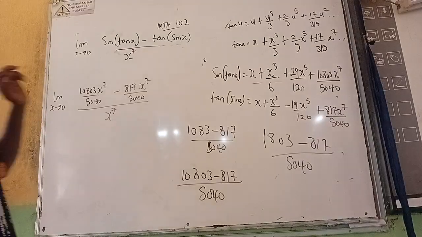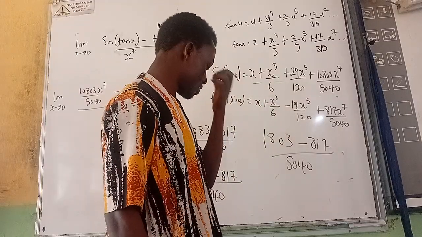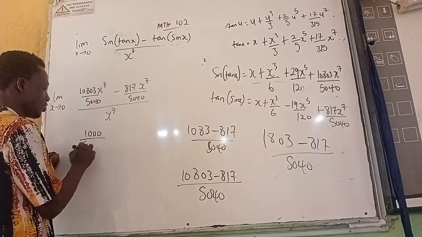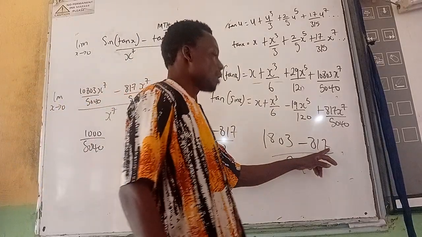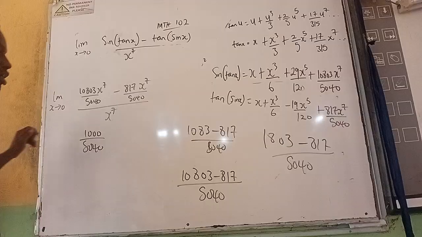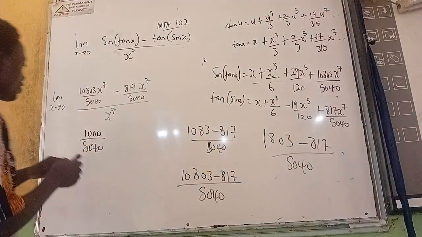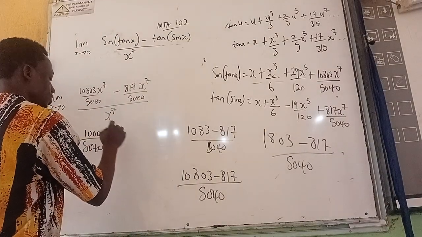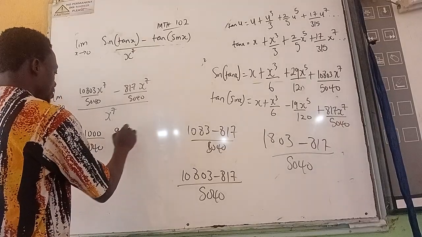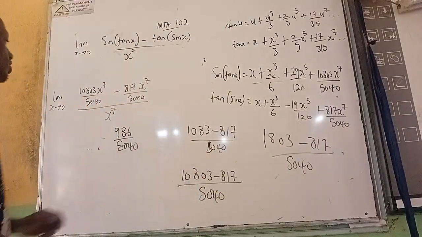So let's see. So 180 divided by minus 817. Let's assume that this is 803. So here we have 1000 over 540. So that means we subtract 14, right? So let's add the 14 back to this one. Sorry, we remove 14. So we are going to remove the 14 from this one. So this is going to give us 9. Jesus, my brain is 986 over 540. So if you minus this, you are going to have 986 over 540.